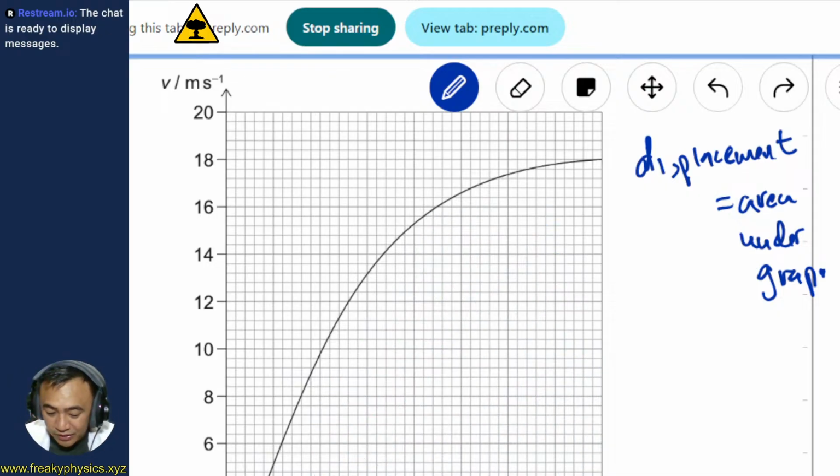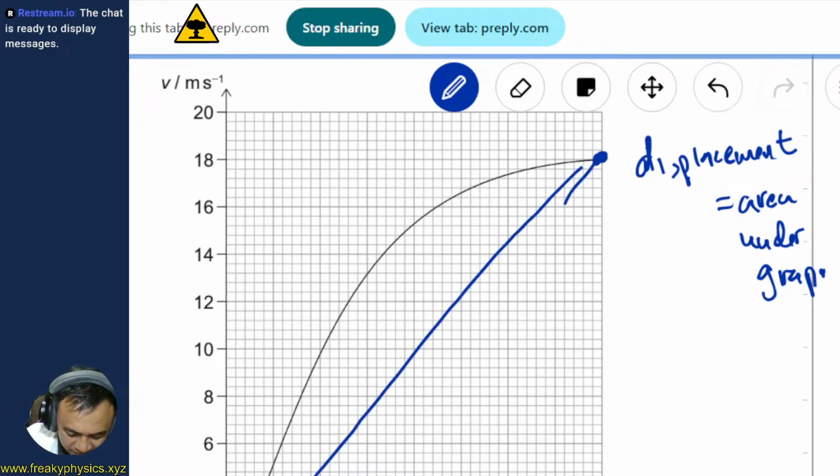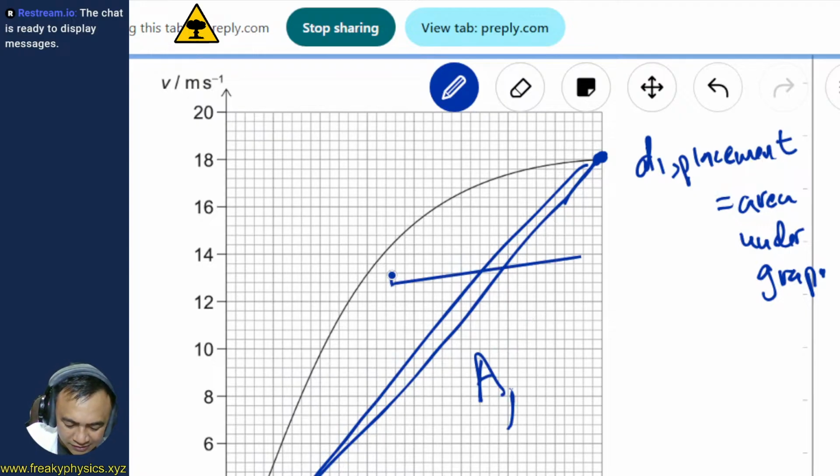With that in mind, we're looking to when we got to the maximum velocity. This is our maximum velocity here. So we're looking for this whole area here. Here we can see that we have this bottom area, we'll call this A1, and this top area here A2.